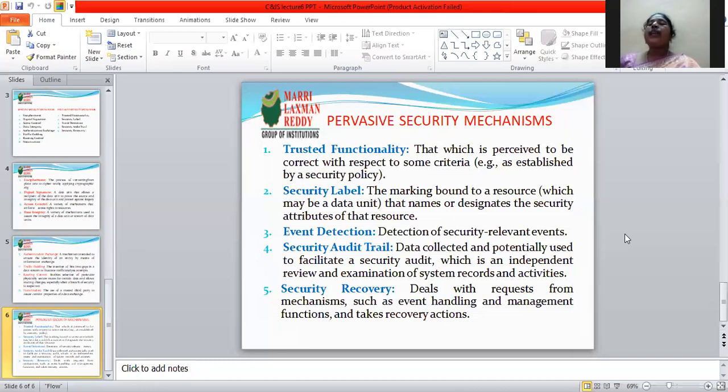And security label. A label is nothing but a data unit, a marking bound to a resource that names or designates the security attributes of the resource. The marking of resources designates the security attributes of the resource. Event detection. Here, the detection of security relevant events.